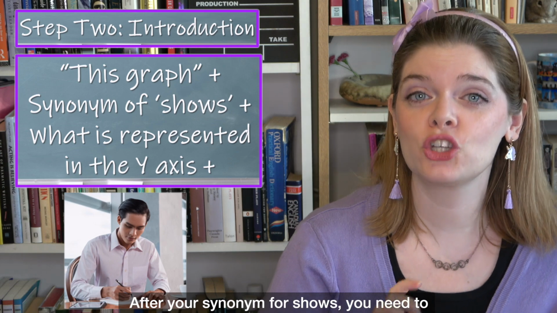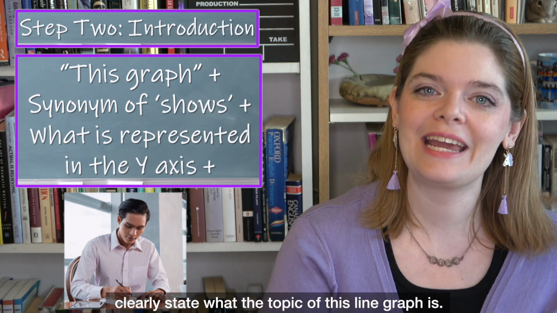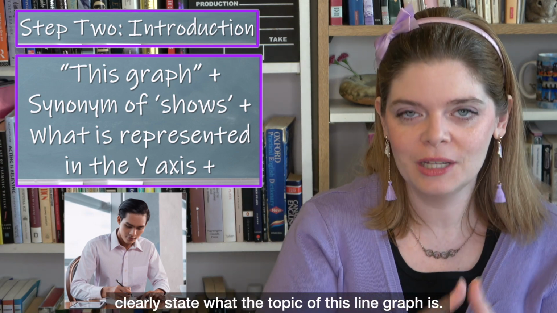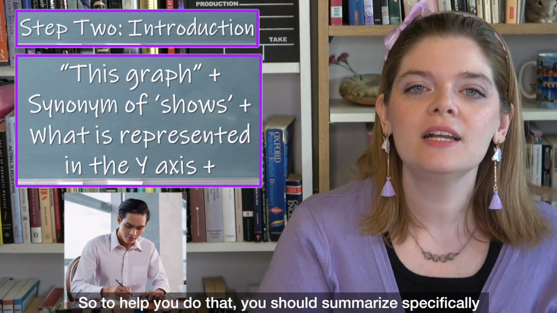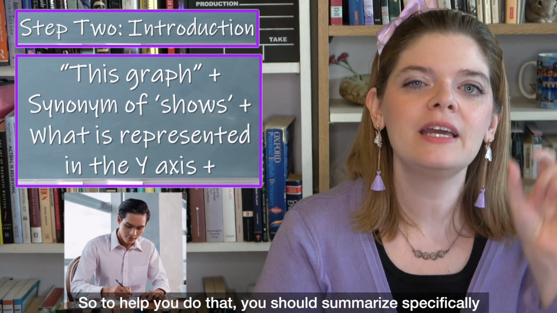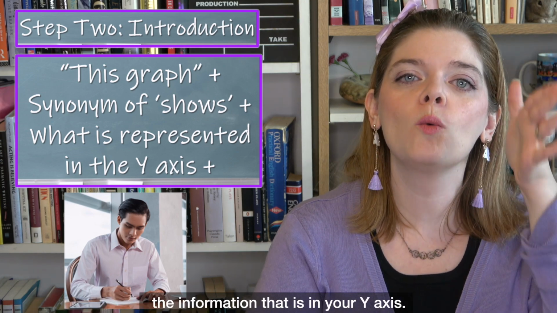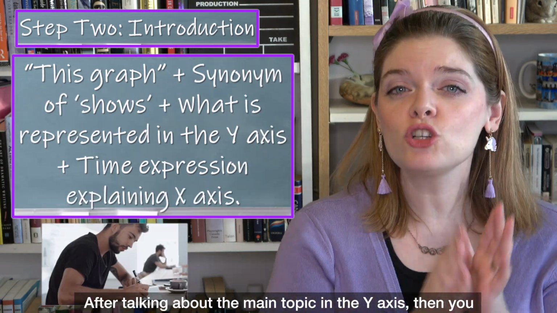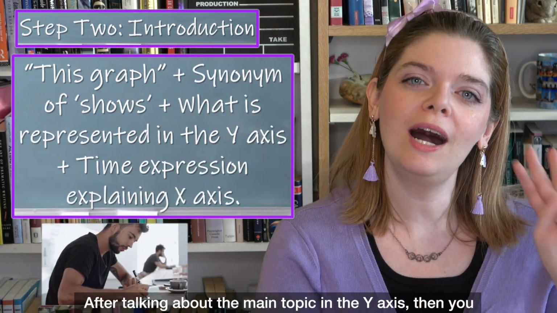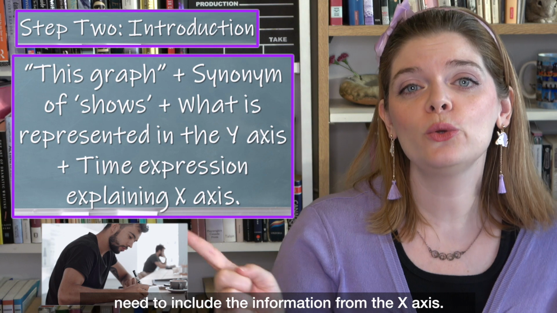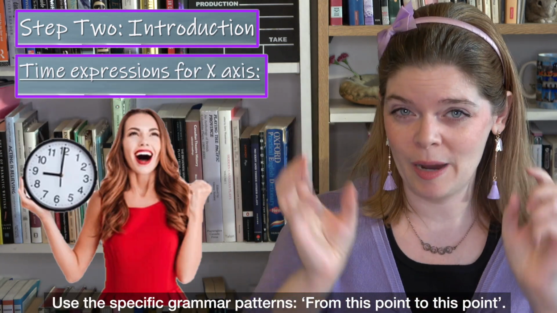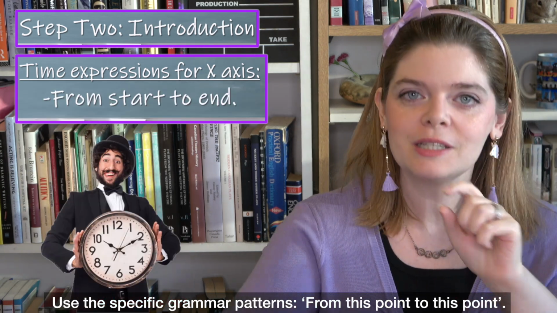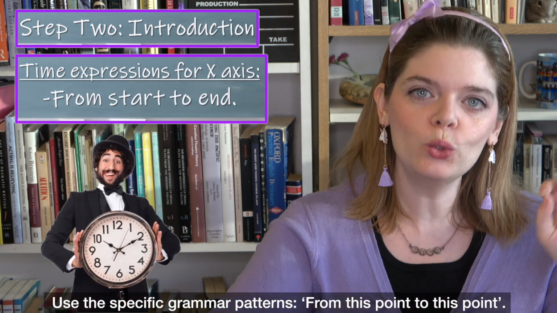After your synonym for shows, you need to clearly state what the topic of this line graph is. So to help you do that, you should summarize specifically the information that is in your y-axis. After talking about the main topic in the y-axis, then you need to include the information from the x-axis. Use the specific grammar patterns from this point to this point.